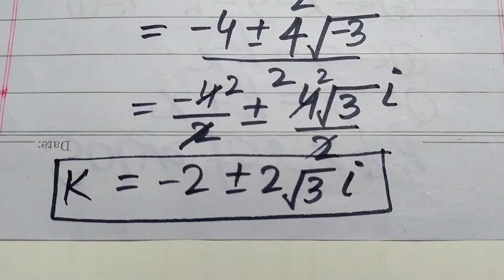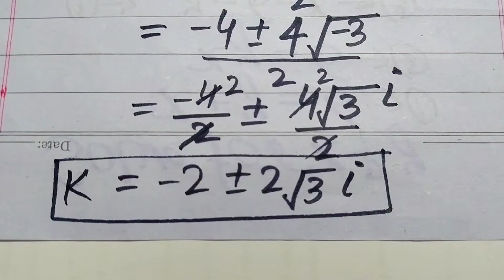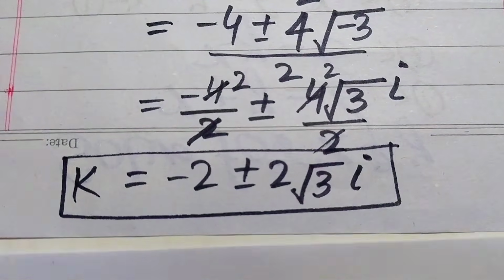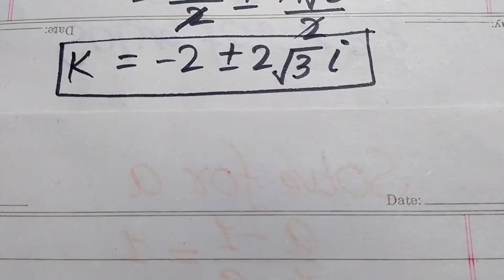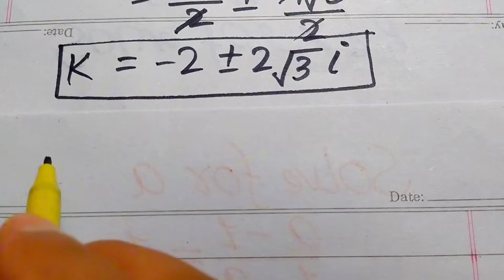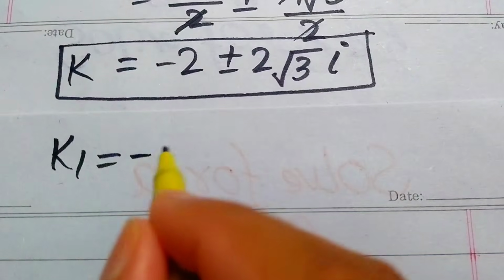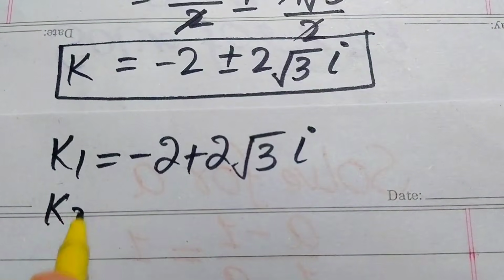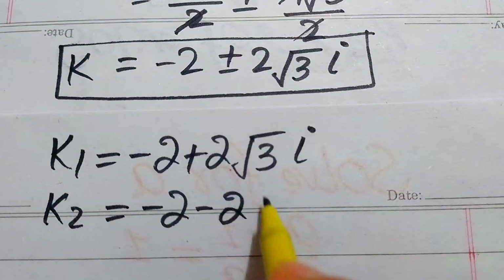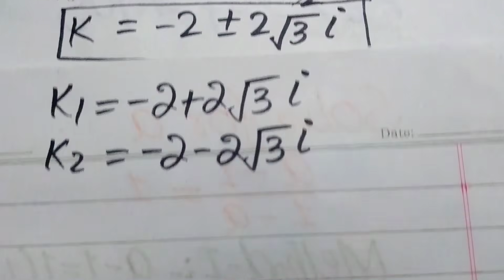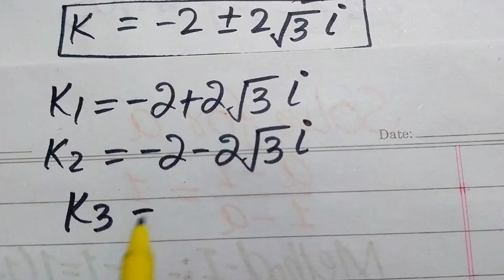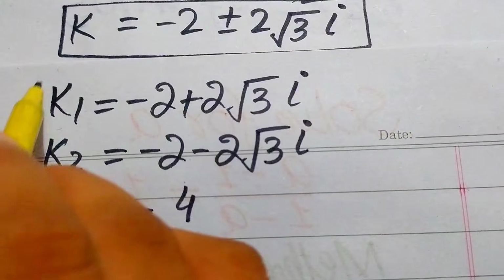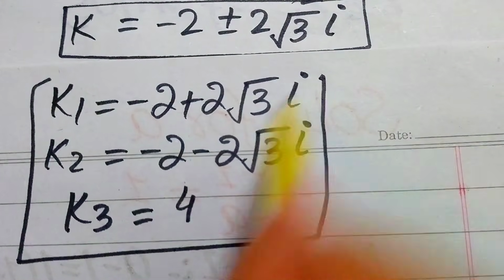Finally, there are 3 roots of the given equation, in which 2 roots are complex and 1 root is real. The final 3 roots are: k1 is equal to minus 2 plus 2 times the square root of 3 into iota, k2 is equal to minus 2 minus 2 times the square root of 3 into iota, and k3 is equal to 4. These are the 3 roots of the given equation, and this is the final answer.